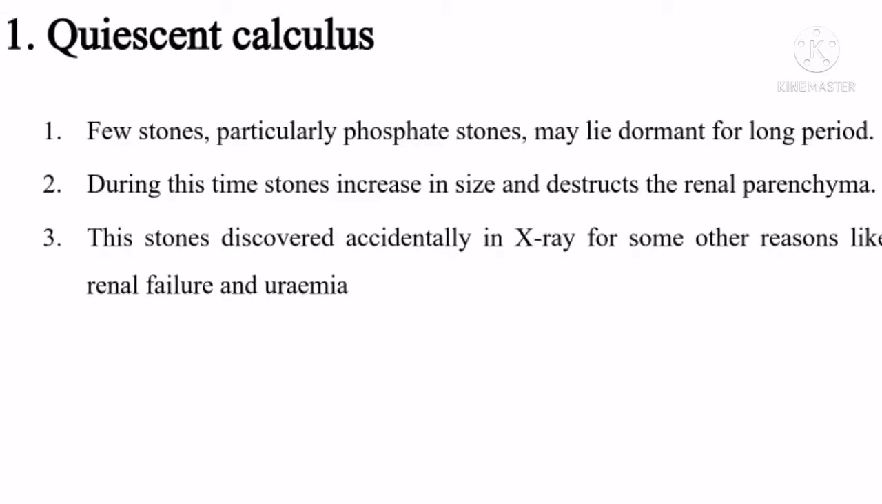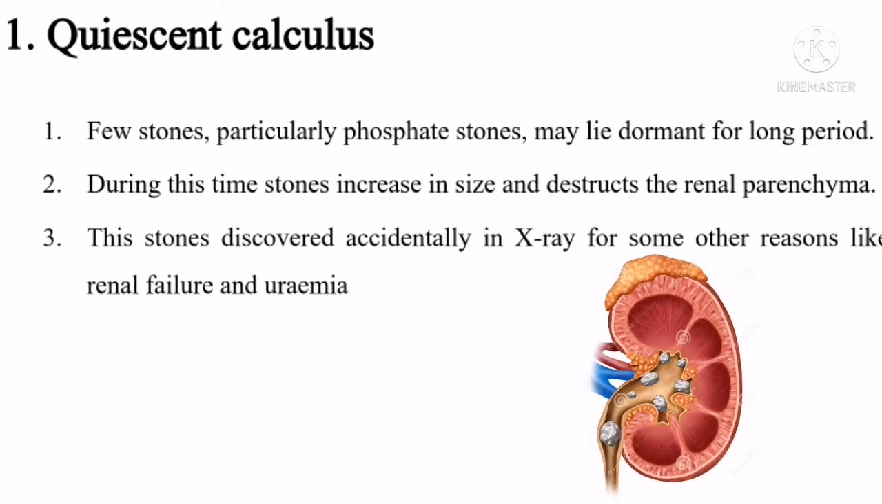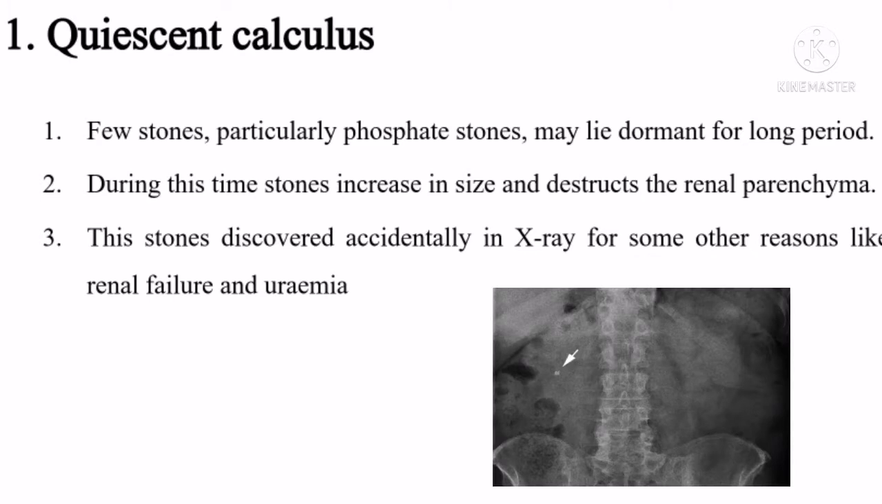Quiescent calculus means an inactive renal stone. The patient has a renal stone, but it does not produce any symptoms. Mainly these stones are phosphate type stones. During this time, the stones gradually increase in size, and by increasing in size, they destroy the renal parenchyma. These stones are present in the patient's body, but there is no symptom. They are diagnosed accidentally, when the patient goes to the hospital with renal failure or uremia, and on X-ray we find some stones in the kidney.